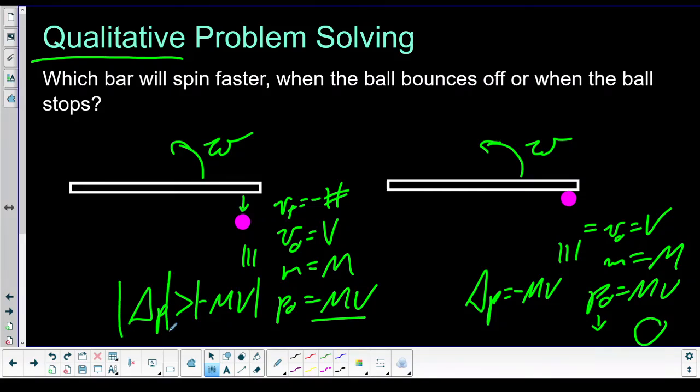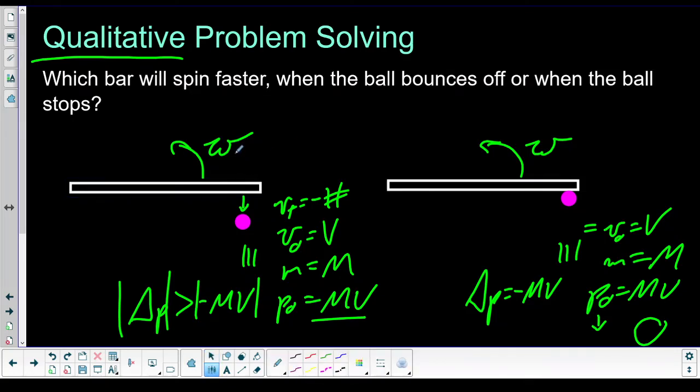The absolute value of that too. Ignore signs, right? The number's bigger. There's a bigger change in momentum. So if this one lost more momentum, where did the momentum go? Into the bar. So this bar must have more momentum than this bar.